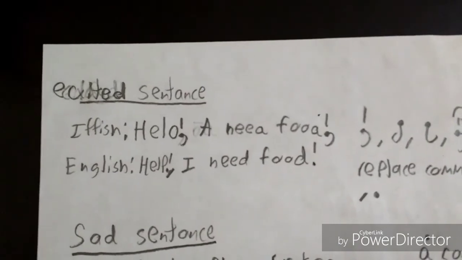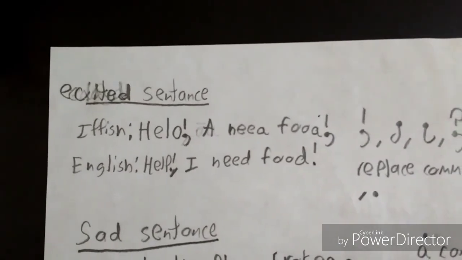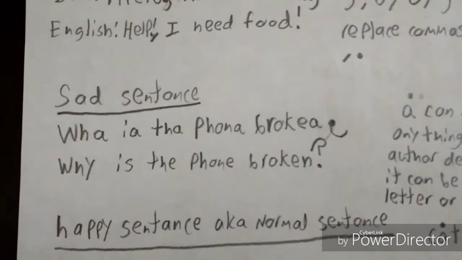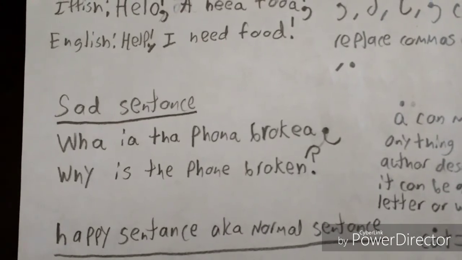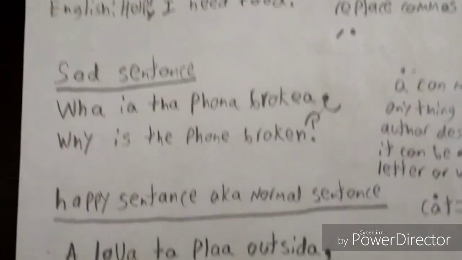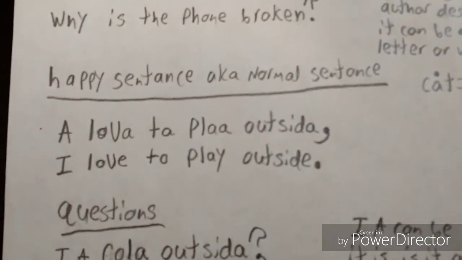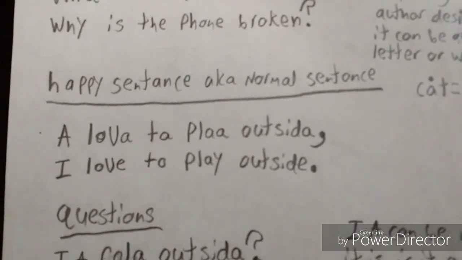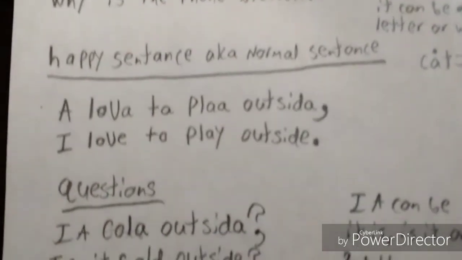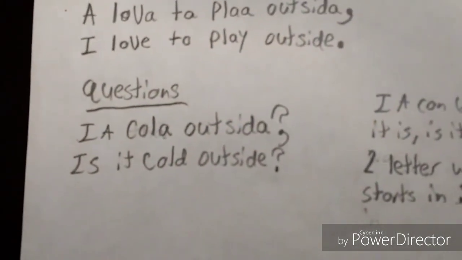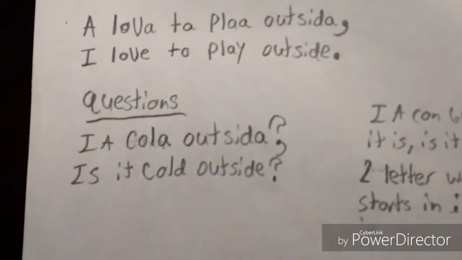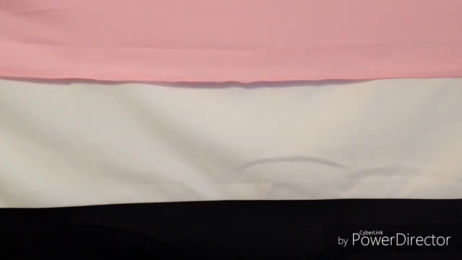An excited sentence or exclamation mark in English is help, I need food. In Iffish is hello, I need food. Sad sentences in English is why is the phone broken? In Iffish is why is the phone broken? A happy sentence, aka normal sentence, in English is I love to play outside. And in Iffish is I love to play outside. Questions in English is the cold outside? And in Iffish, questions are é cold outside?